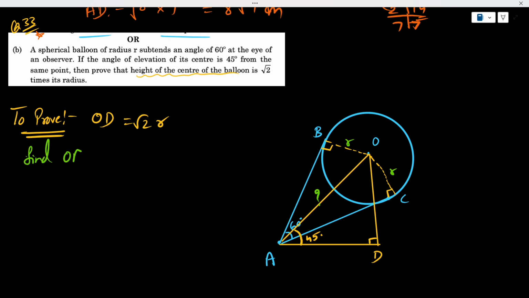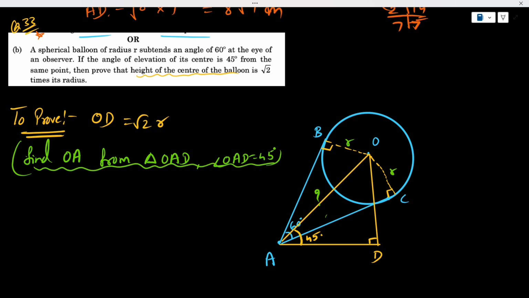So here first find OA, because OA is the part of triangle OAD. I'm just writing this, you don't need to write it down, this is for your understanding. And then angle OAD is also 45 degrees, so you will be able to use trigonometric ratio if you are finding length OA, right? Now OA is the part of which triangle, if you will see? OA is the part of this triangle OAB or OCA, right?